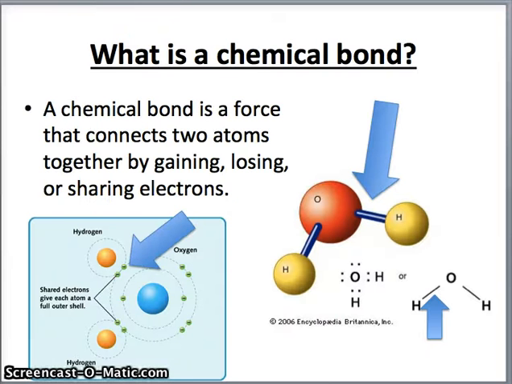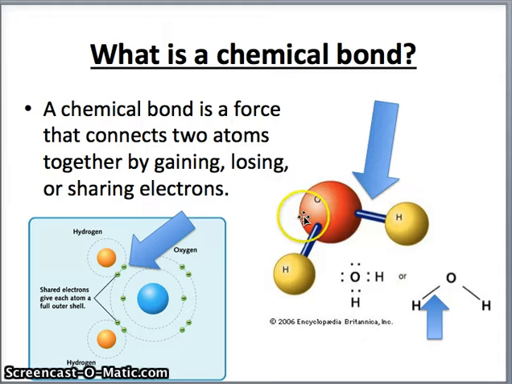So let's talk about what a chemical bond is. A chemical bond is a force that connects two atoms, or two or more atoms actually, together by gaining, losing, or sharing electrons. So if you don't remember, an electron is a negatively charged particle that's spinning around the nucleus, or the center of an atom. Here, these arrows are all pointing to an example of a chemical bond.